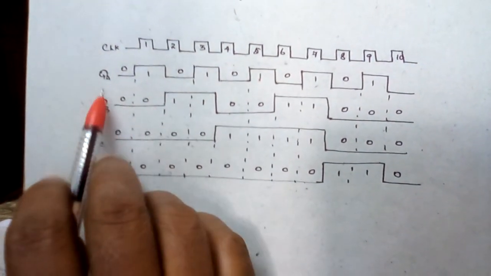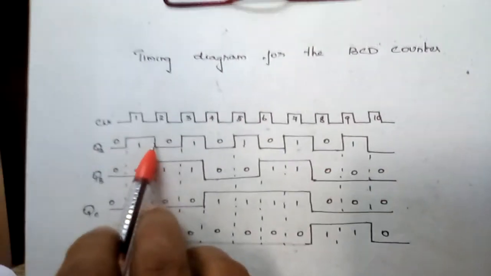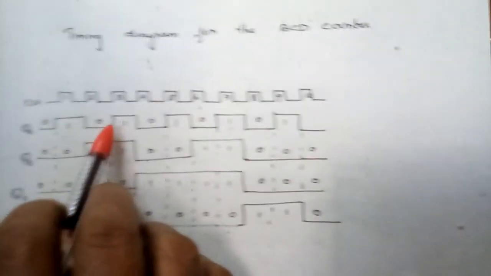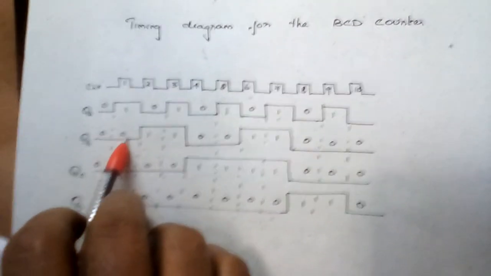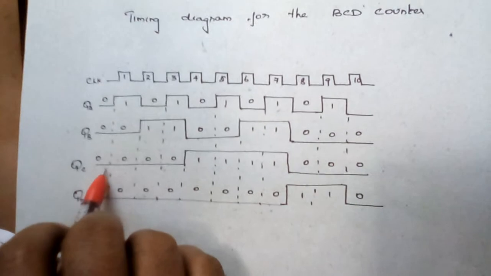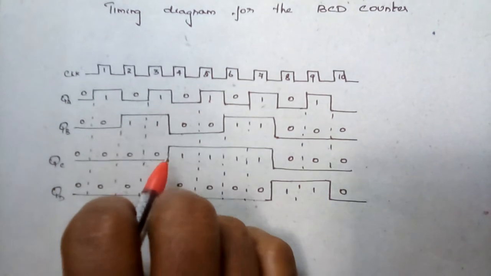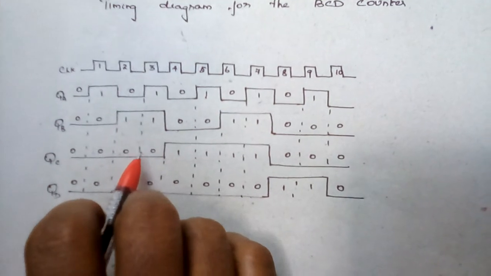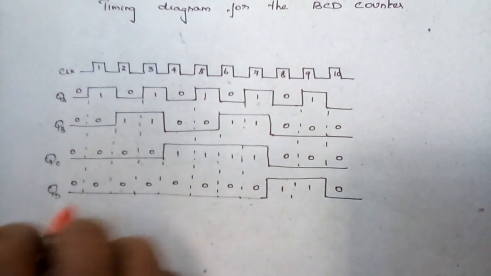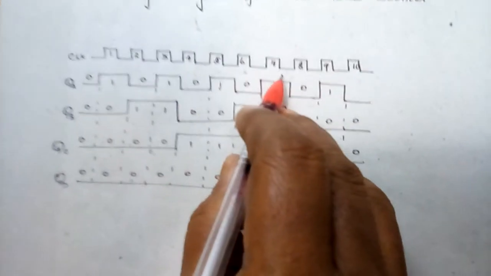So flip-flop A, after the first clock pulse, changes its state from high to low, and flip-flop B, after the first clock pulse, changes its state from low to high, and similarly flip-flop C starts counting after the third clock pulse, right? After the third clock pulse, it changes its state from low to high, and QD changes its state from low to high after the seventh clock pulse. So this is given in the case of the sequence also.